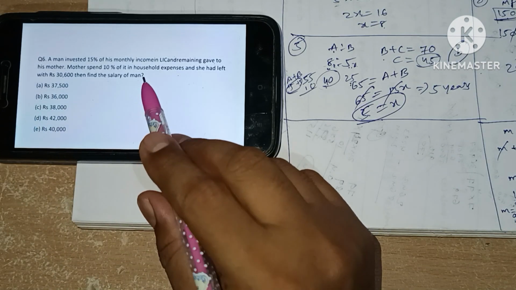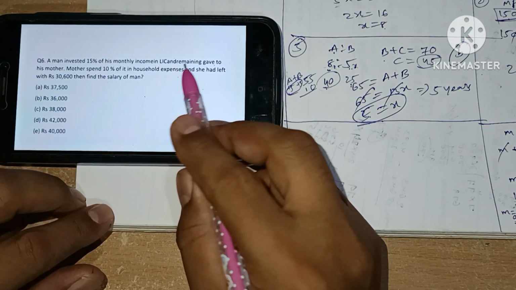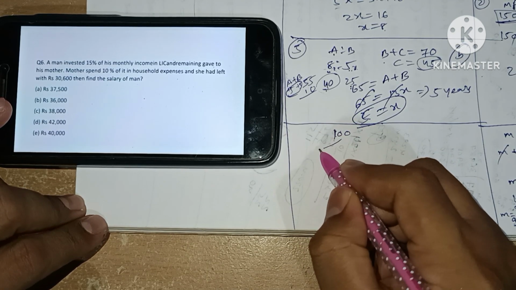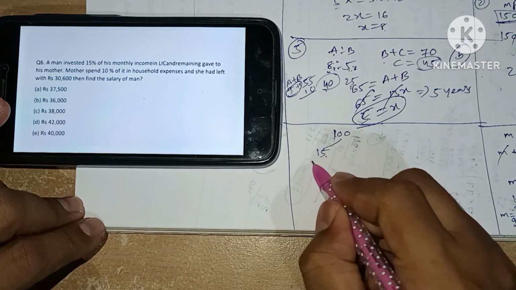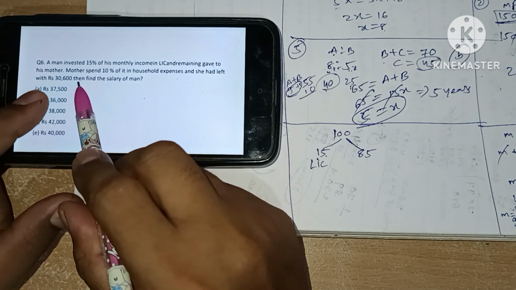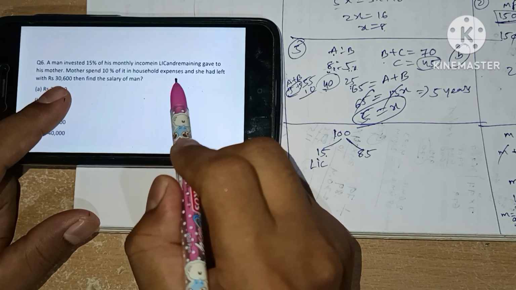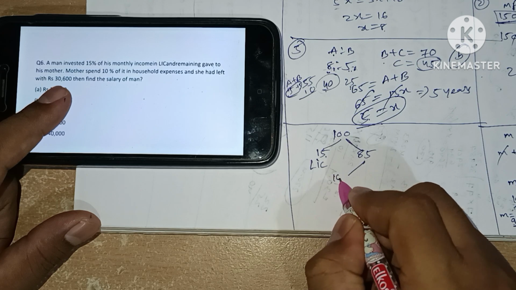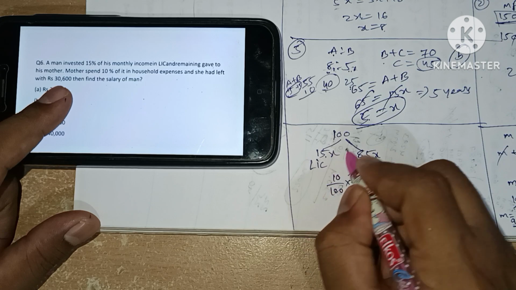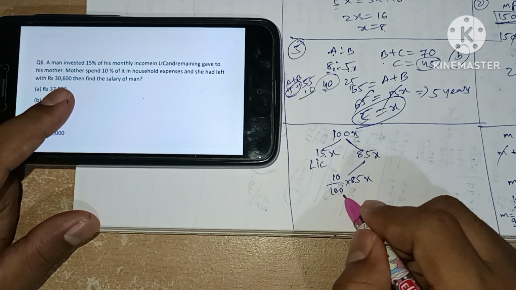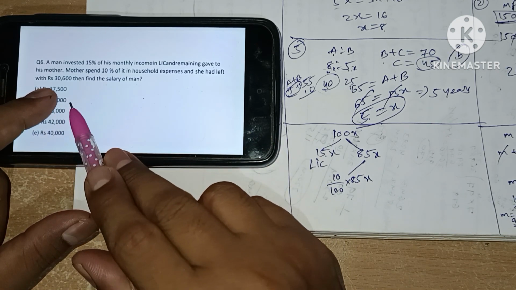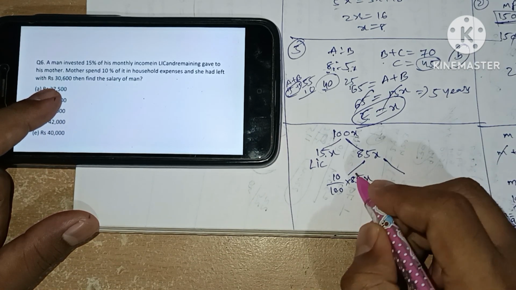A man invested 15% of his monthly income in LIC and gave the remaining to his mother. So he has 100. He invested 15% in LIC and he gave the remaining to his mother. The mother spends 10% of it on household expenses. Let's take the amount as x. This is spent for household expenses, and she is left with 30600.